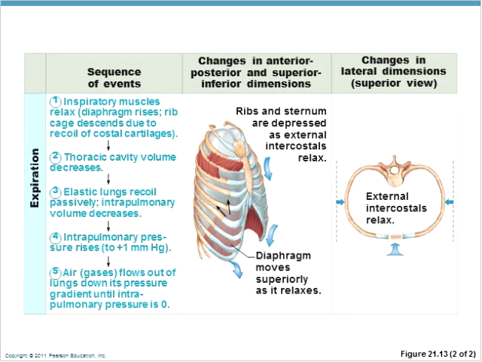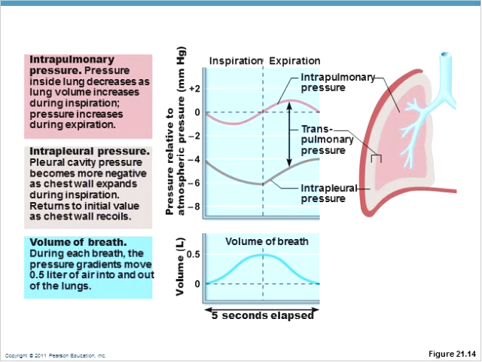This is a sequence of events. Inspiratory muscles relax, the diaphragm rises, which compresses the lungs, creating an increased pressure. The thoracic cavity volume decreases, the elastic lungs recoil passively, and that decreases intrapulmonary volume and causes the pressure to go up because the volume decreases. It forces air out of the airways, if you will, and thus it creates that expiratory event.